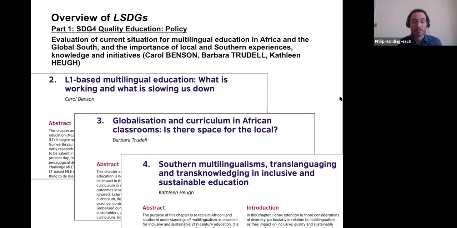Similarly, Barbara Trudell looks at what she calls the paradox of a global curriculum that's being adopted around the world, but which actually leads to a diversity of outcomes on the ground because communities are adopting it in different ways. And Kathleen Hughes' chapter is an excellent reminder. She reclaims what she calls the centuries of scholarship and experience in the Global South when it comes to multilingualism, and reminds us that the North has a lot to learn from the South and not the other way around. And she explores different kinds of multilingualism within that. So those 3 together are a really good start to the book.